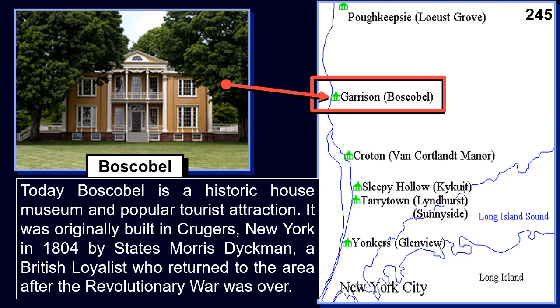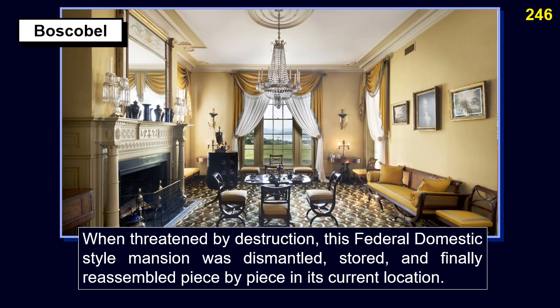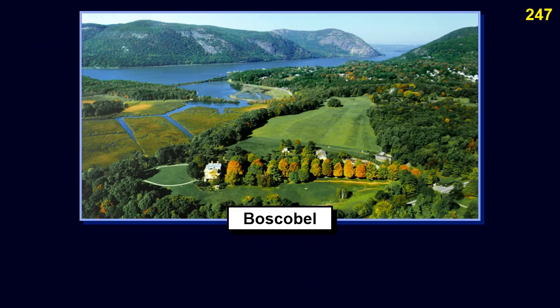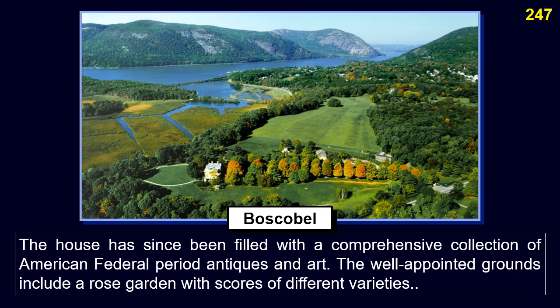When threatened by destruction, this federal-style mansion was dismantled, stored, and finally reassembled piece by piece in its current location. The house has since been filled with a comprehensive collection of American federal period antiques and art. The well-appointed grounds include a rose garden with scores of different varieties.